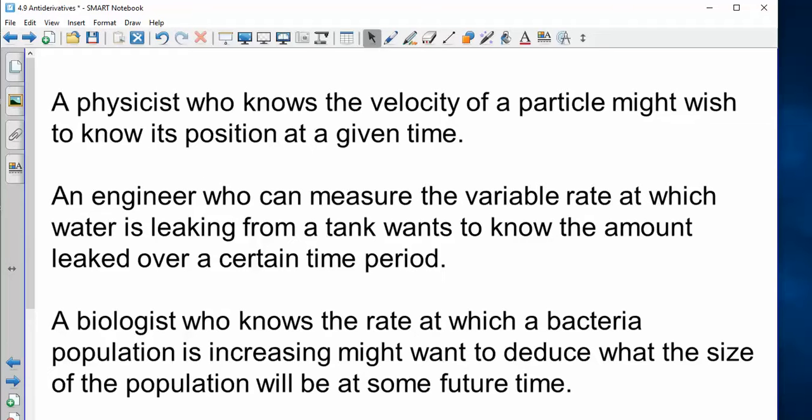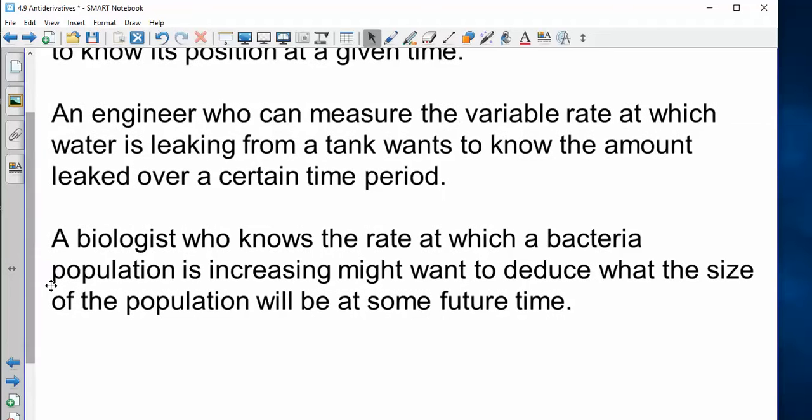Or if you think about engineers, you know the rate something is leaking. You want to know how much is leaked out over a certain period. Think about if there is an oil tanker that crashes and develops a leak in the ocean. They can measure how fast the oil is leaking out. Would it be useful to know how much oil has leaked at a given point in time?